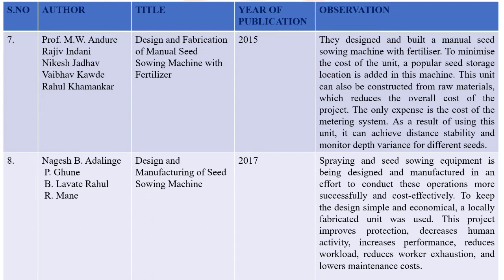Number 8. Title: Design and Manufacturing of Seed Sowing Machine. Name of the authors: Nagesh B. Adaling, P. Goon, B. Lavate, Rahul R. Main. Published in the year 2017. Observation. Spraying and seed sowing equipment is being designed and manufactured in an effort to conduct these operations more successfully and cost-effectively. To keep the design simple and economical, a locally fabricated unit was used.